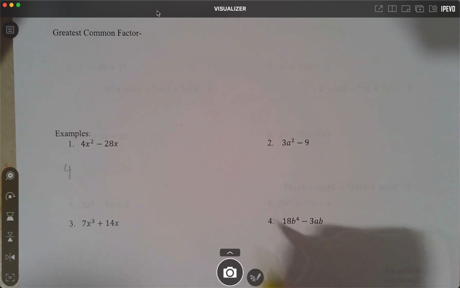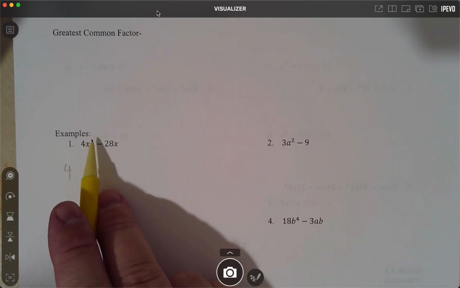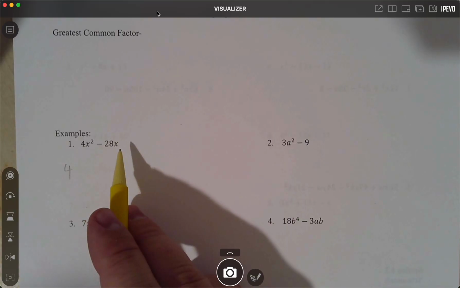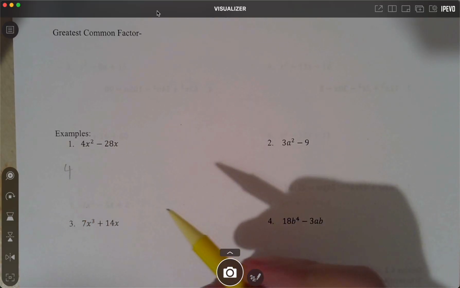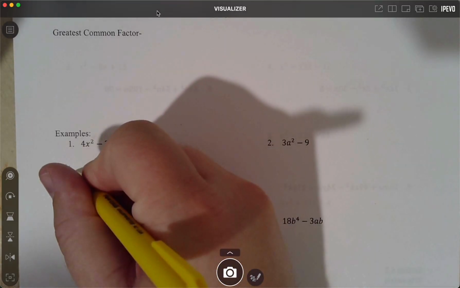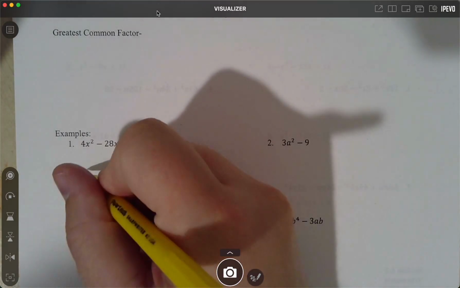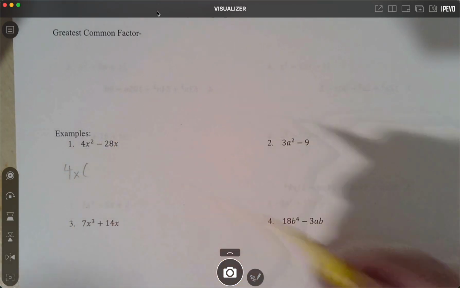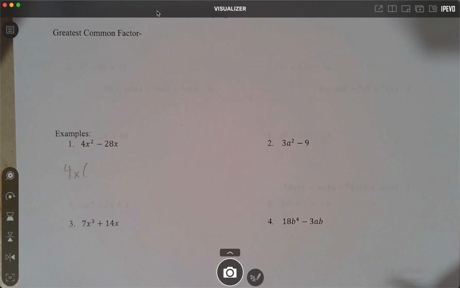What about your variables? For your x's, there's an x squared and there's an x to the first. How many x's can you take out? Well, they at most share 1x, so I can take that out. And now I'm going to do what we just ended.